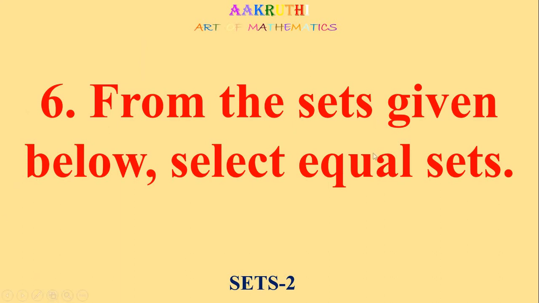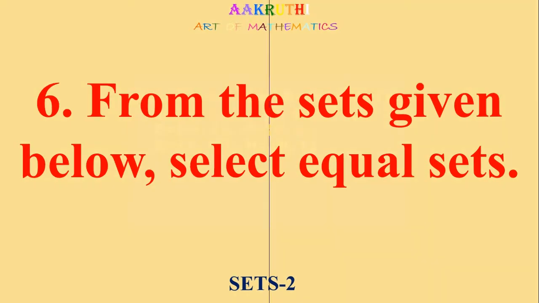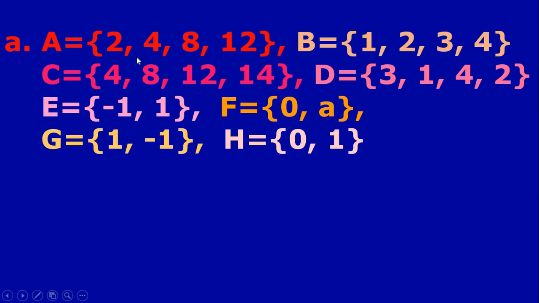So next one, from the sets given below, select equal sets. They will give many sets and you have to select which are equal sets. Now here A equal to 2, 4, 8, 12 and B equal to 1, 2, 3, 4 and C equal to 4, 8, 12, 14 and D equal to 3, 1, 4, 2 and E equal to minus 1, 1. F equal to 0, A and G equal to 1, minus 1 and H equal to 0, 1. Now you have to select which are equal sets. In these sets, which are equal sets.